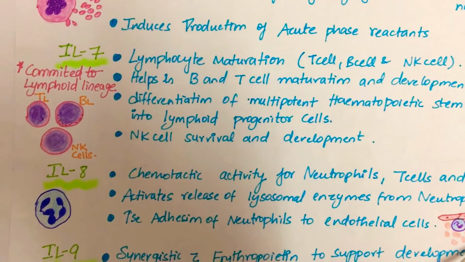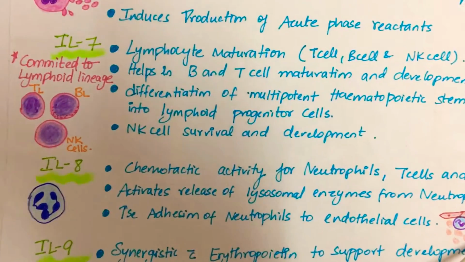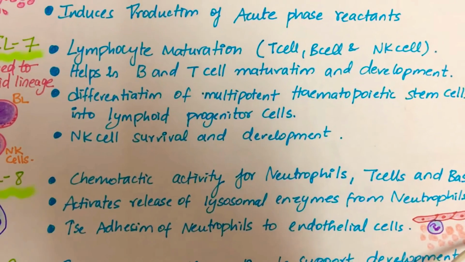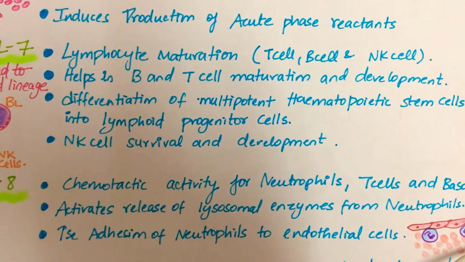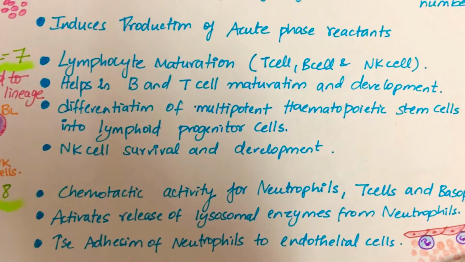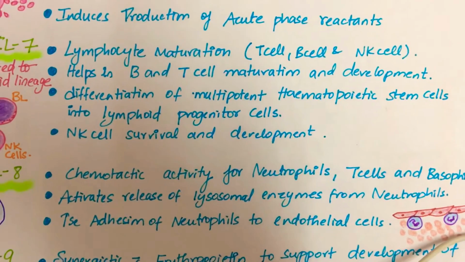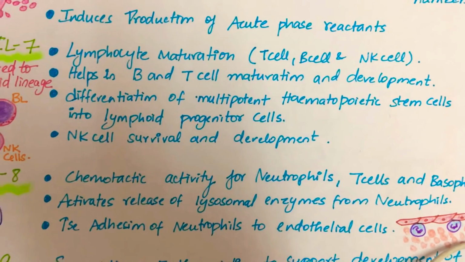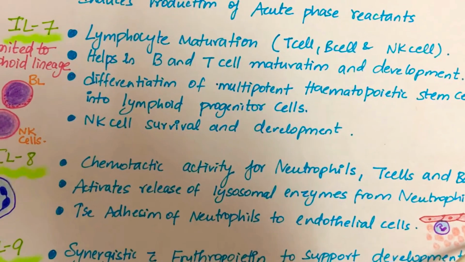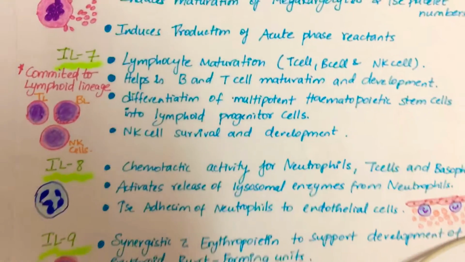And coming to interleukin 7, this is also just like interleukin 2, it is committed to lymphoid lineage. It is going to play a major role in lymphocyte maturation, all the T cell, B cell and natural killer cell. It's going to help B and T cell in maturation and development, and help in differentiation of multipotent hematopoietic stem cell into lymphoid progenitor cell. It's also going to increase the natural killer cell survival time and help in its development.